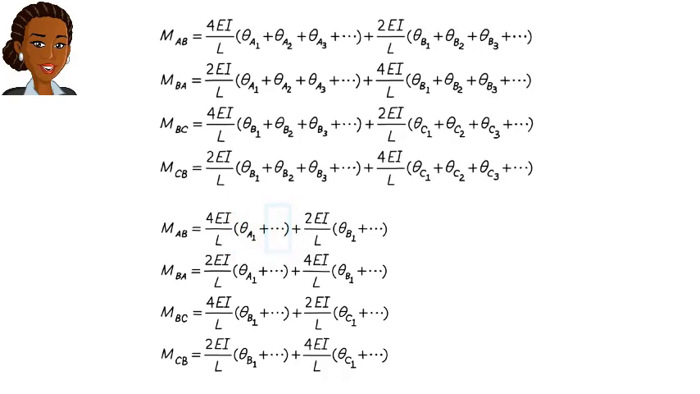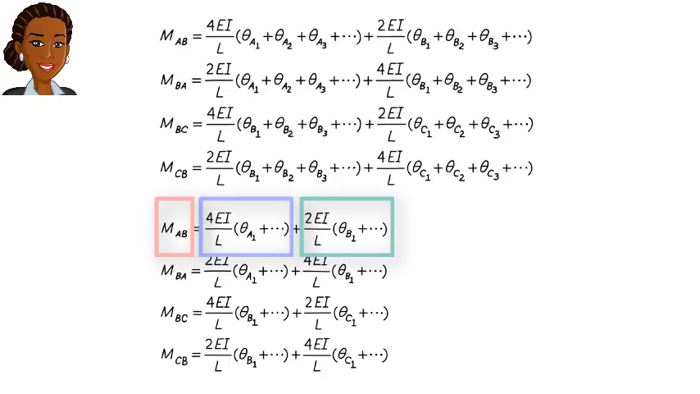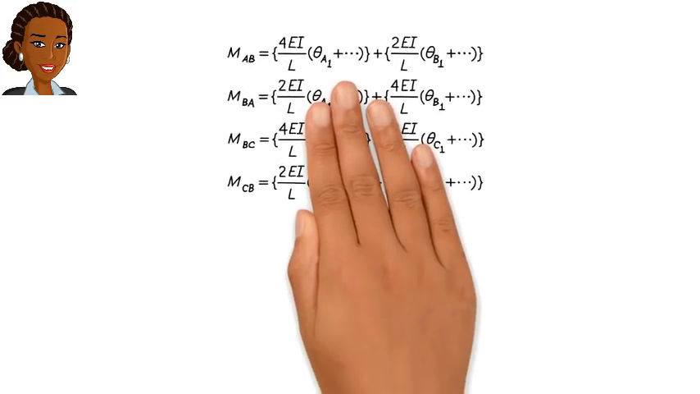Note that each equation consists of two main terms. For example, in this equation, we have a term associated with theta A and another term associated with theta B. Since the left-hand side of the equation represents a bending moment, then each of these terms must also be a bending moment. I am going to enclose each of these bending moment terms in curly brackets like this.